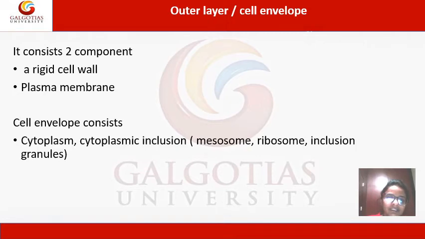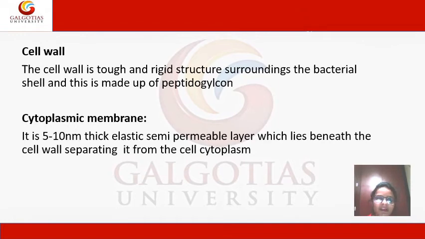The outer layer we can say is a rigid cell wall, and the second one is the plasma membrane. After the plasma membrane you can see it has cytoplasm and cytoplasmic inclusions. Inside the cytoplasm we have a number of structures like mesosomes, ribosomes, inclusions, and granules. Now, the cell wall is a tough and rigid structure surrounding the bacterial cell. It is very rigid because it maintains the shape of the bacteria, and it is made up of peptidoglycan.